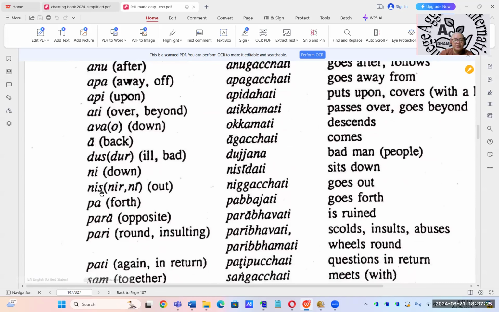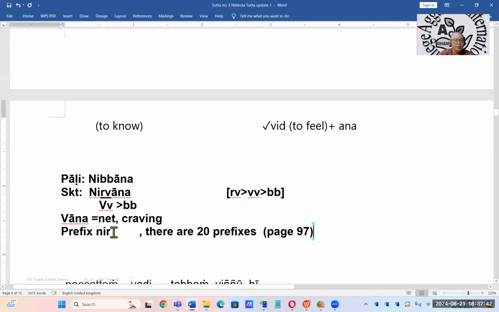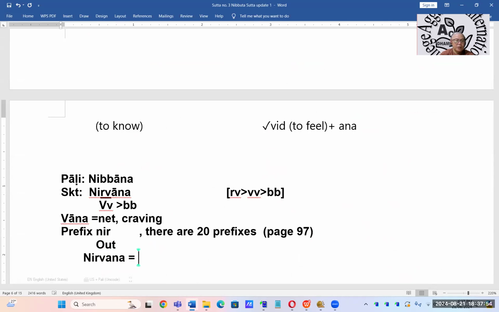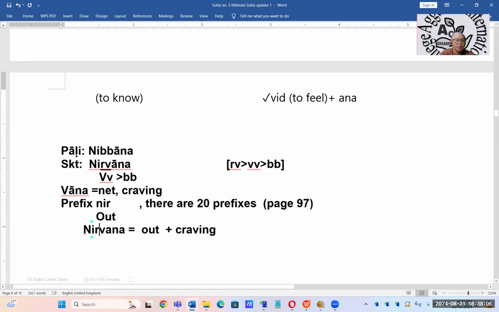Nis, ni, or nir, out, right? It means leaving away, like gacchati, goes. So ni, I R becomes ni I G, means go out. So the meaning of ni is out or go away. So what's the meaning of nirvana then? Nirvana means out. Out of what? Out from the craving. All right, so nirvana means free from craving.